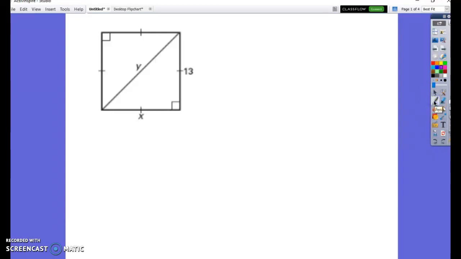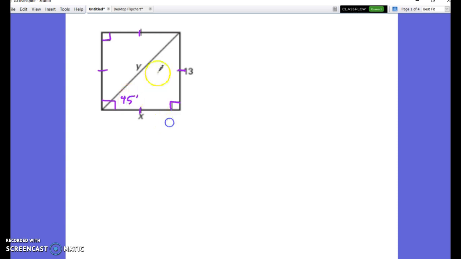All right. Right here we have a square. I know it's a square because it's telling me all four sides are the same, and I've got right angles right here. So one of the first things that you guys ask yourself is, do I have a 45-45-90 triangle, or do I have a 30-60-90 triangle? If these are the same, then this angle right here must be 90 as well. And if I cut it in half, perfect. 45-45-90. Sweet.